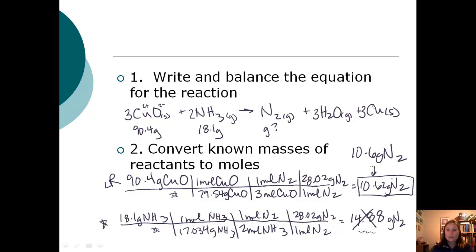N2 there. That's better. Okay, so you have to somehow take two different reactants and compare them on the same level. By converting them both to the product, we can see which one is going to produce less product, and that's our limiting reactant. So this 14.88 is never going to happen. Forget about it. It's not real, because that copper oxide is going to be used up before we can even get past the 10.62.